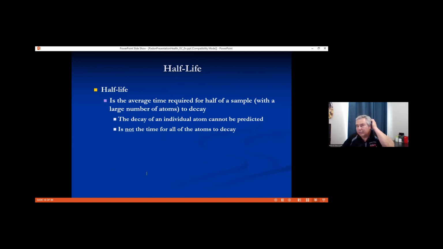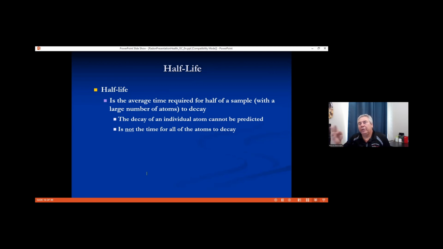The decay process: 3.8 days for radon. If I had originally 100 becquerels per cubic meter of radon in that bottle, after 3.8 days half of it will be gone. So I'm going to be left with 50 becquerels per cubic meter after 3.8 days.